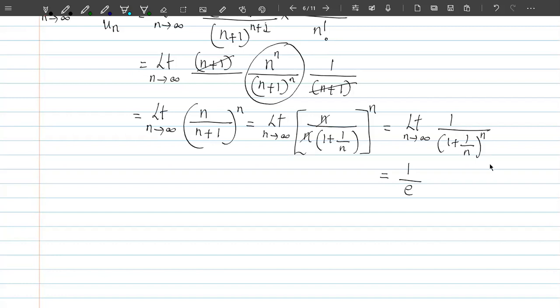Now this value 1/e is less than 1, which implies summation un is convergent, or you can say that summation un converges. Please note this part: limit n tending to infinity (1 + 1/n)^n equals e. So this whole limit takes the value 1 divided by e.